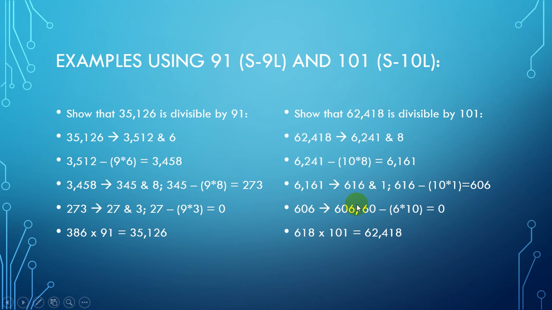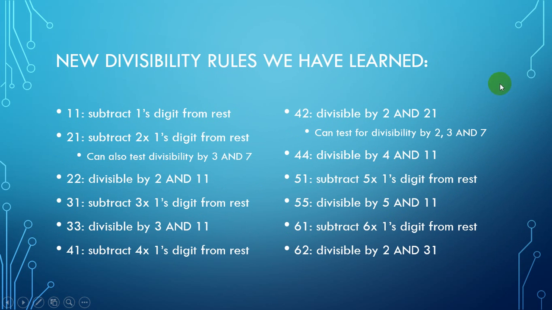606 breaks apart into 60 and 6. It should say 60 and 6, but anyway, 6 times 10 would give you 60, so 60 minus 60 is 0, and 618 is the number you multiply by 101 to give you 62,418. So the new numbers we've learned, I'm going to be 2 slides here.